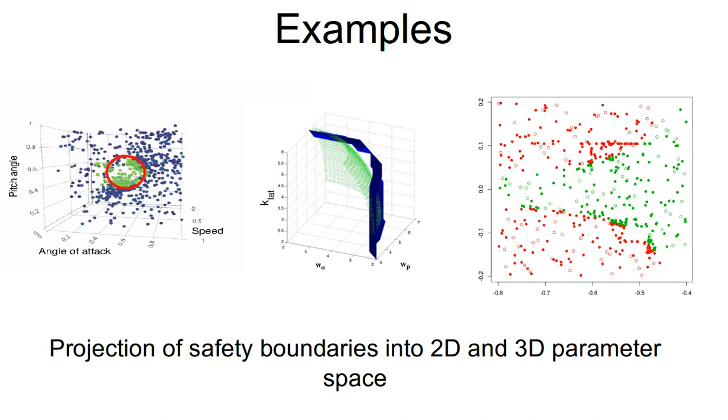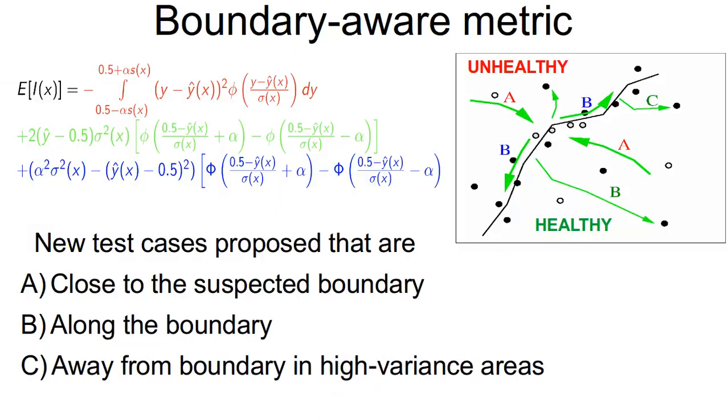Now, how can we find data points which preferably are close to these estimated boundaries? As I already said, for this we are using active learning, and we have defined a boundary-aware metric. It's a relatively complicated metric. The idea behind the metric is that new test cases are proposed that are close to the suspected boundary, because we want to have test cases close to the suspected boundary, here on the right-hand side in the figure.